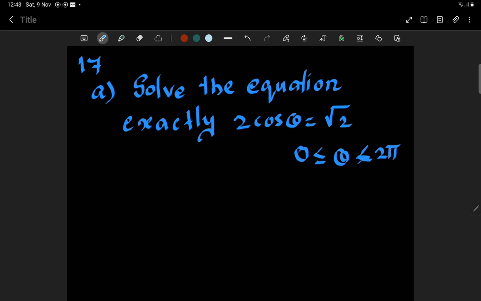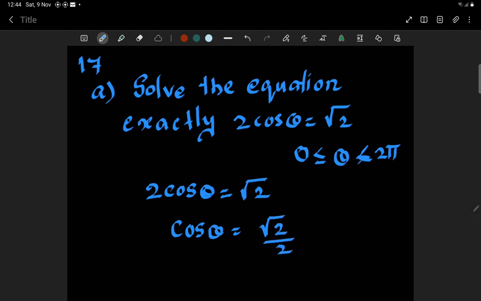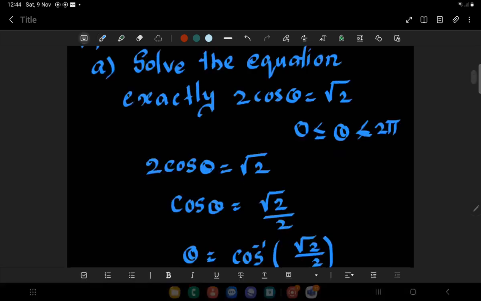How will we solve this question? The question is 2 cos theta is equal to root 2. We need to find out the angle theta values. Okay, the first step: we can divide both sides by 2, so cos theta is equal to root 2 divided by 2. Then the next step is to find theta. Theta we can write as cos inverse of root 2 divided by 2.